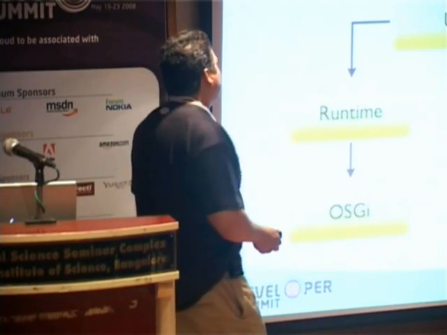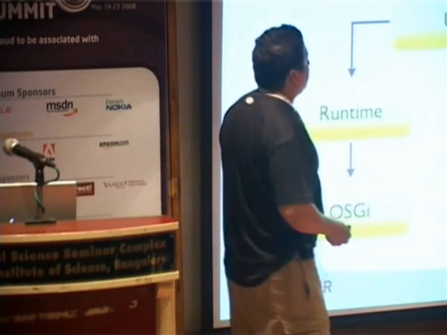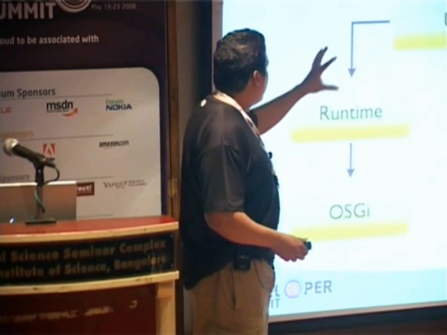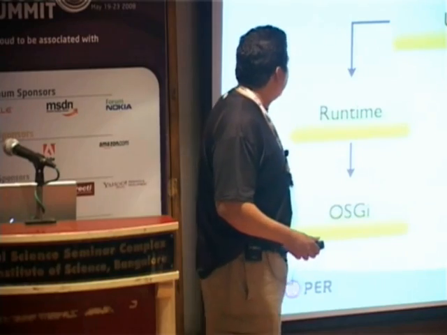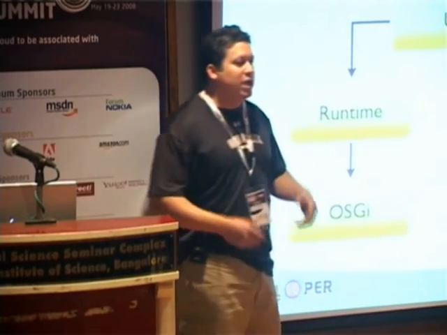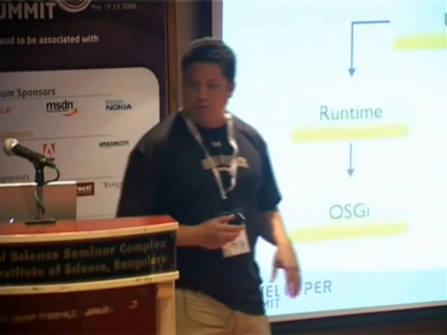So this is sort of what the Eclipse RCP framework looks like. You have the UI that works with JFace, which works on top of SWT, and then you have the runtime and OSGi controlling what is active under the covers.